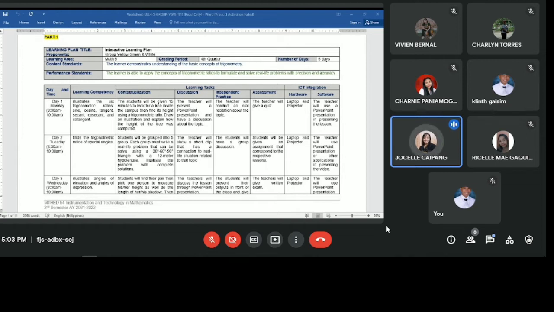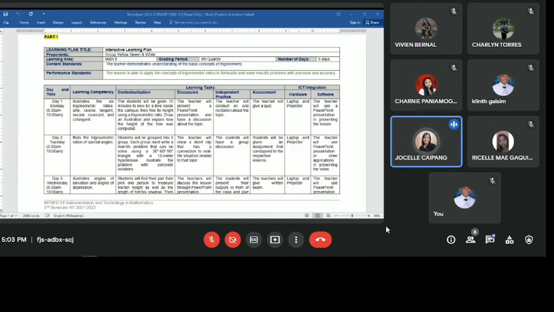So for day one, which is Monday from 8:30 to 10 a.m., the learning competency is illustrates the six trigonometric ratios: sine, cosine, tangent, secant, cosecant, and cotangent. For the contextualizations, the students will be given 15 minutes to look for a tree inside the campus to find its height using a trigonometric ratio. Draw an illustration and explain how the height of the tree was computed.